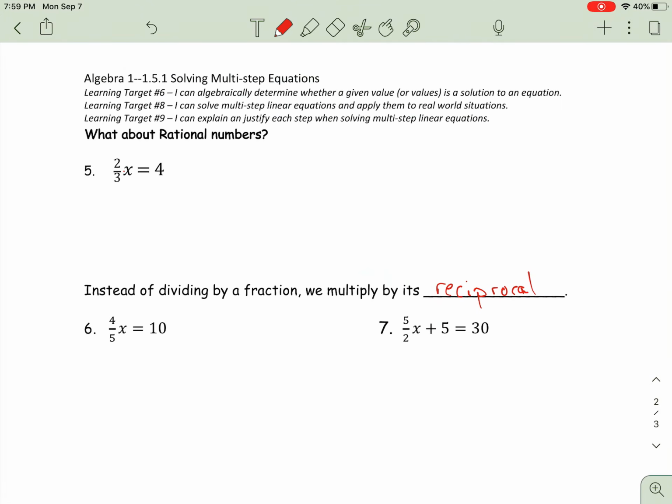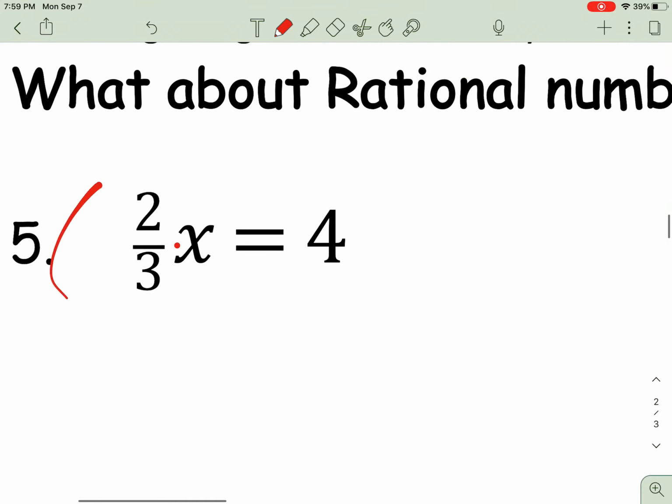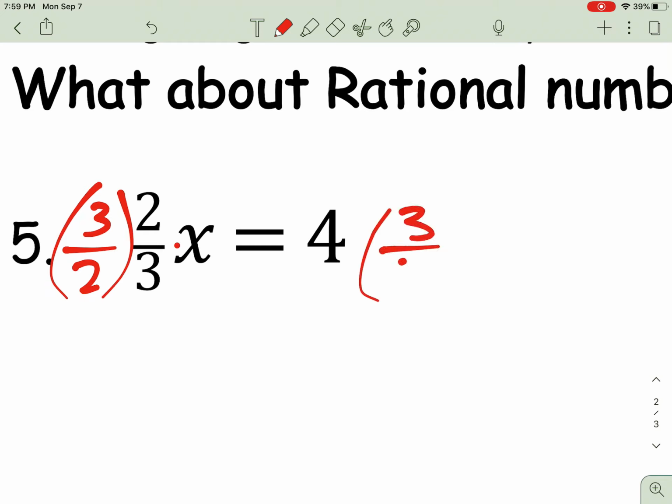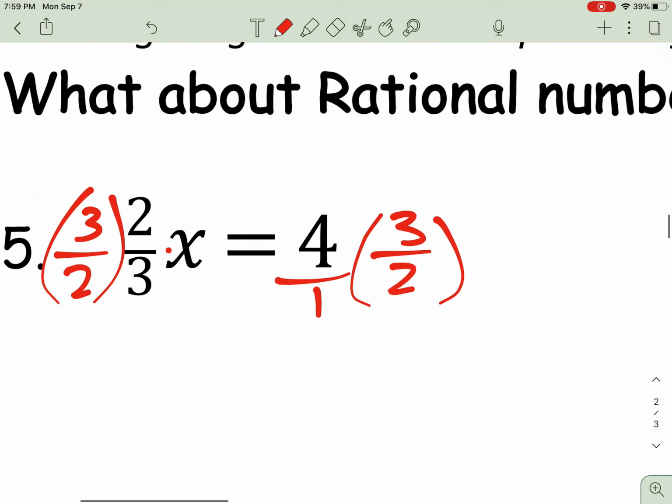Okay, so instead of dividing by a fraction, we multiply by its reciprocal. So what that means is we're going to multiply by that fraction flipped. As you can see, I had 3 on the bottom here, now it's on the top. I'm going to do that to both sides, okay? And remember, any whole number is the same as that whole number over 1. Okay, so 4 divided by 1 is still 4. So that doesn't change the number, we're just making it a fraction so that we can multiply fractions a little bit easier.